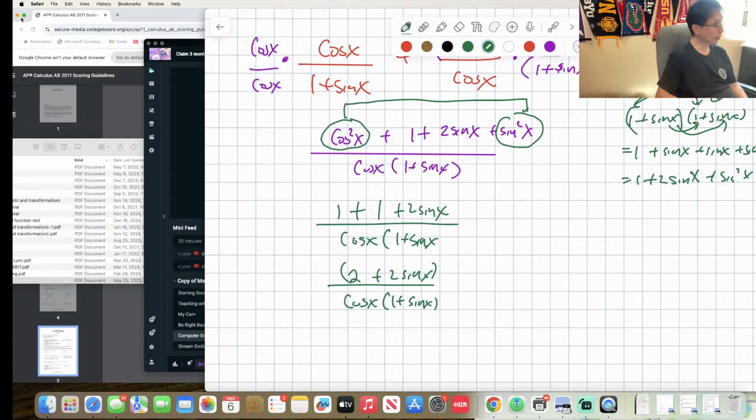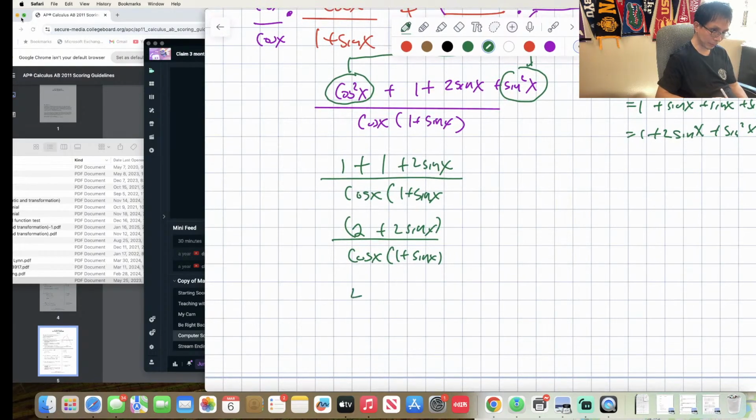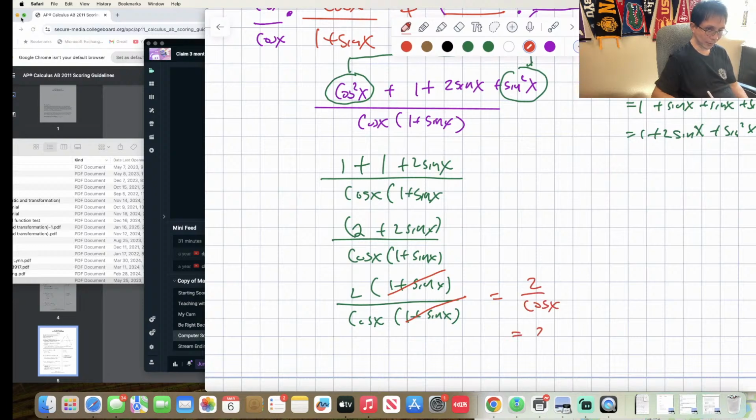Can you do that? What else can I do here on the top? Factor out 2. So 1 plus sine of x, over cosine of x times 1 plus sine of x. What do you see? Cancel. 2 over cosine of x, 2 secant of x. Done.